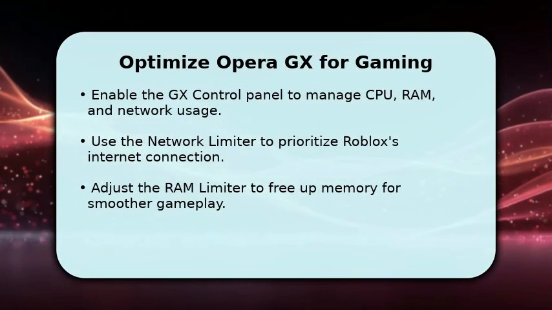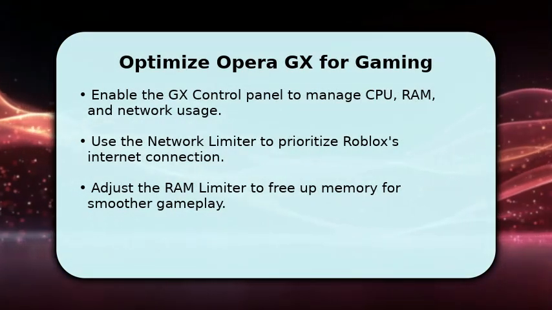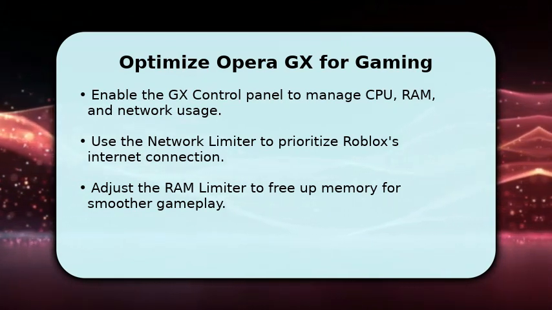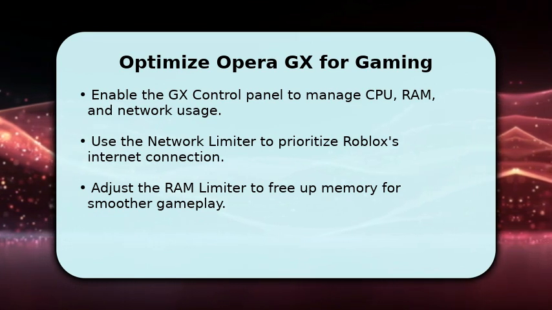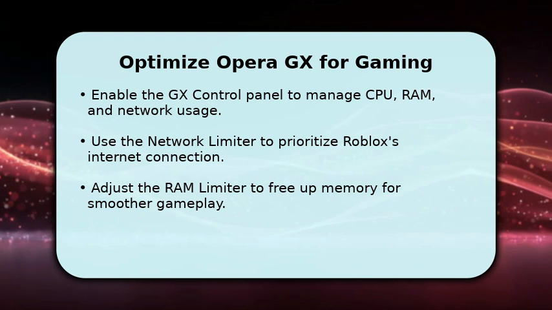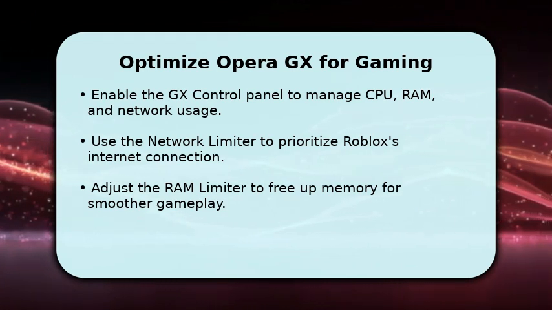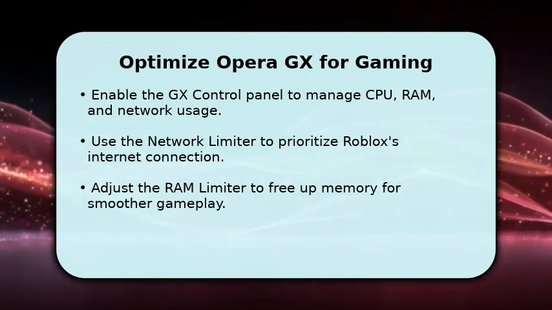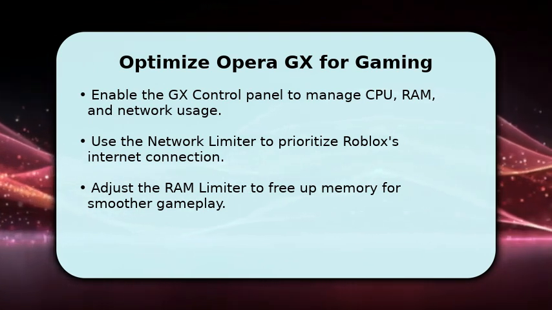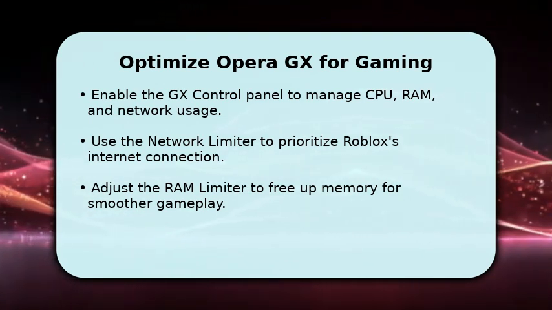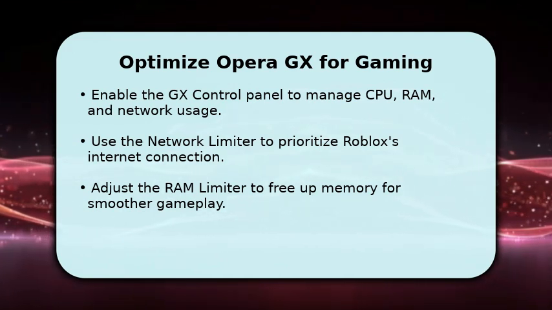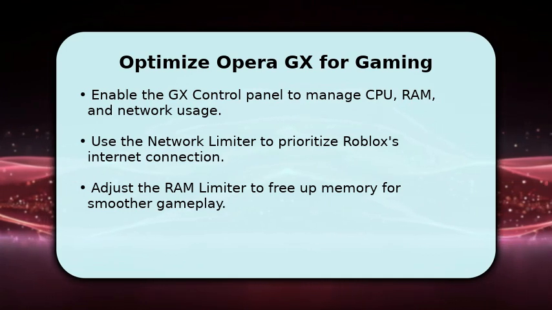To enhance your Roblox experience, utilize Opera GX's unique GX control panel. This powerful feature allows you to manage your CPU, RAM, and network usage effectively. You can enable the network limiter to prioritize Roblox's internet connection, ensuring minimal lag. Additionally, adjust the RAM limiter to free up valuable memory, leading to significantly smoother gameplay. These optimizations provide a superior gaming environment.